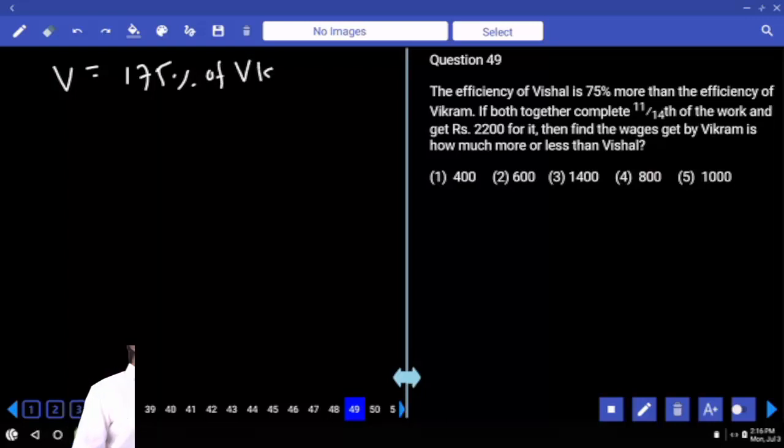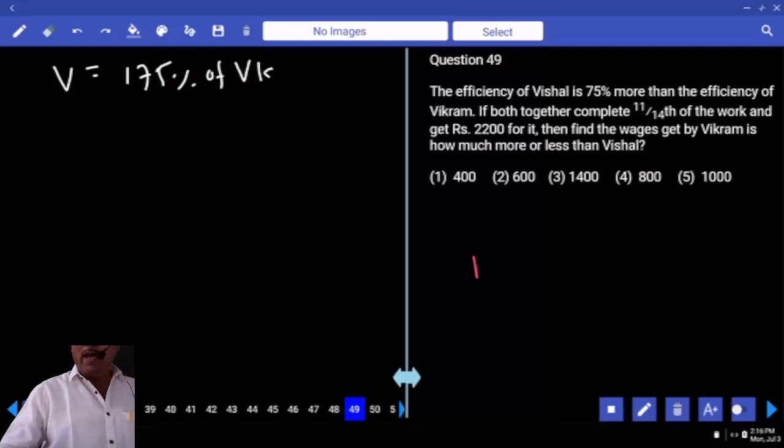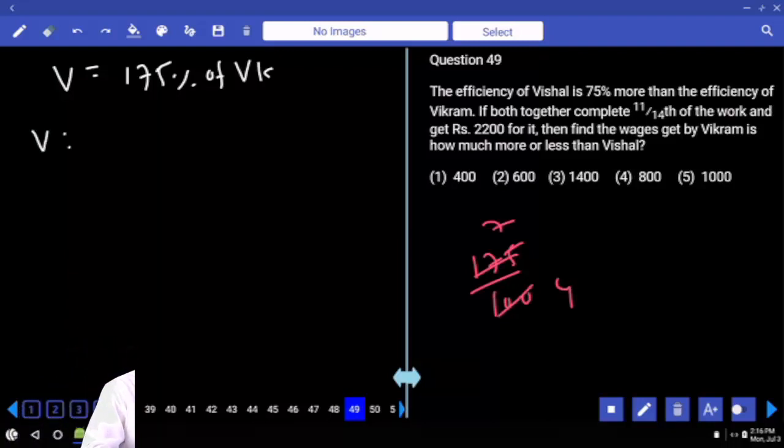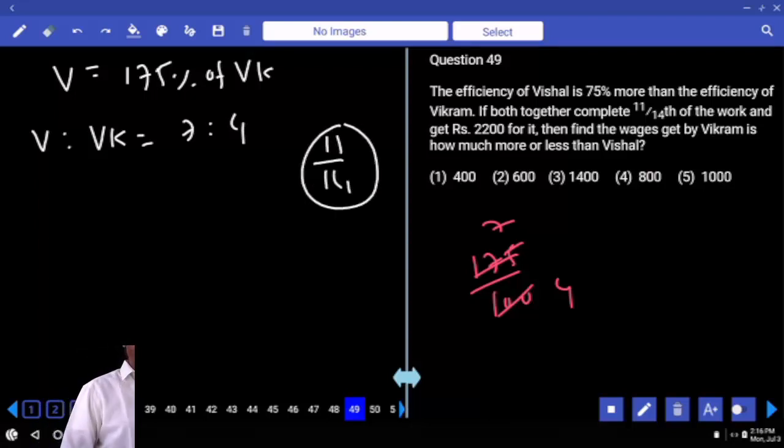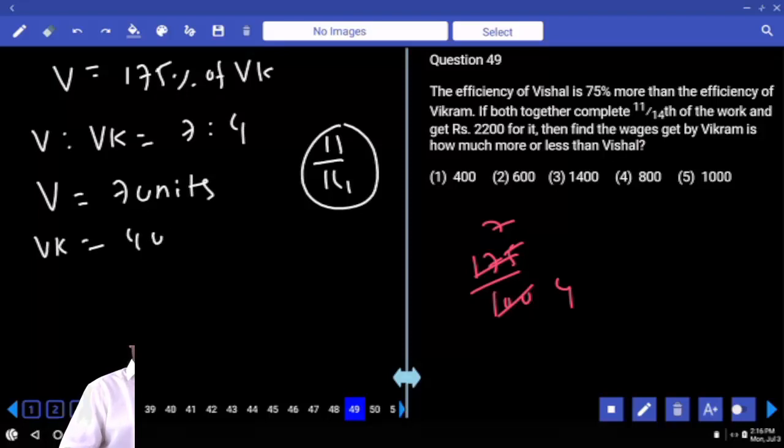What is the equivalent fraction of 175%? 175 by 100. 25 sevens are, 25 fours are. So, Vishal's efficiency to Vikram's efficiency is 7:4. But together they have completed 11 by 14 of the work. Am I right or not? That means they completed only 11 units of the work. In these 11 units, Vishal's contribution is 7 units and Vikram's contribution is 4 units.